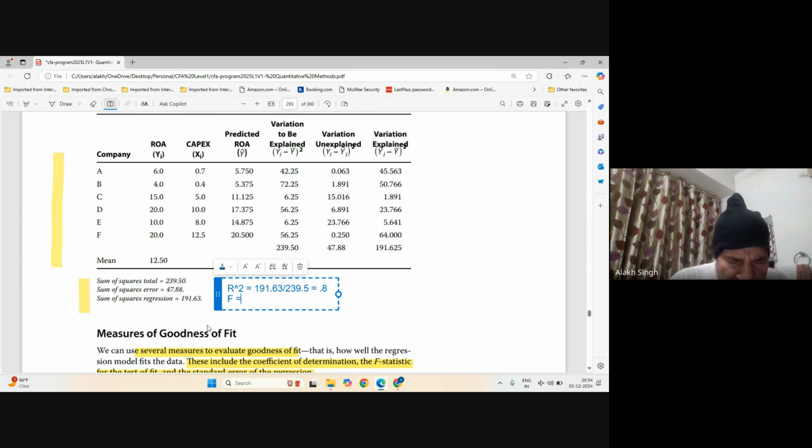So for F, we need mean SSR divided by mean SSE. What is our mean SSR? It is 191.63 divided by 5. That we got in the numerator. Now, in the denominator, what are the degrees of freedom? SSE is 47.88.